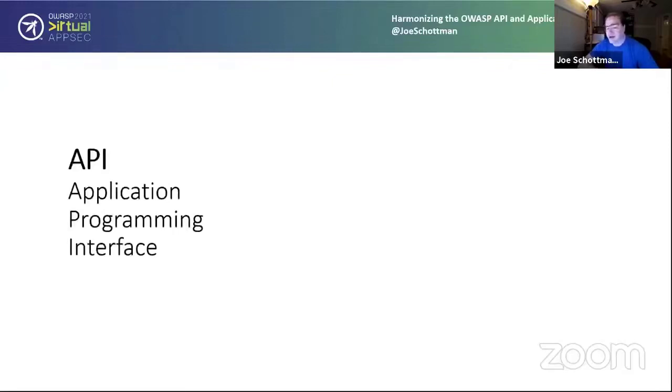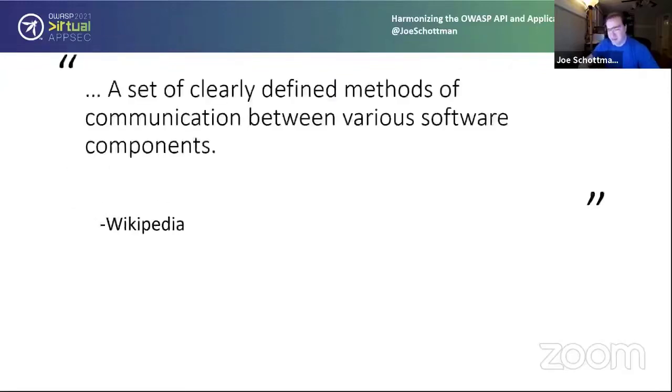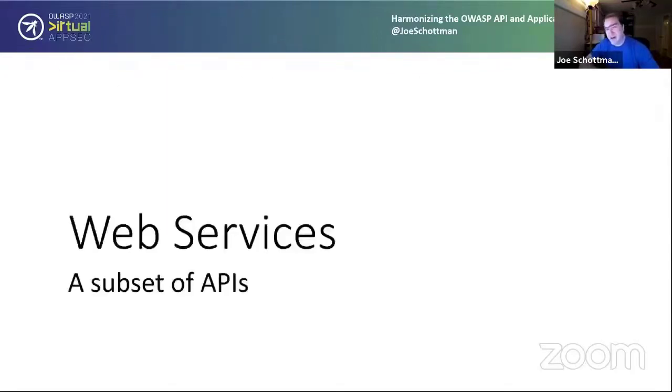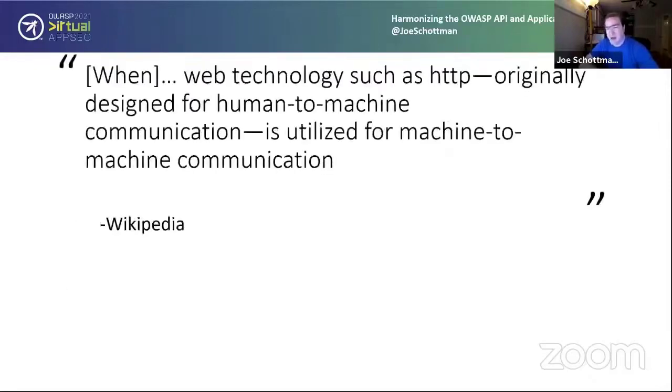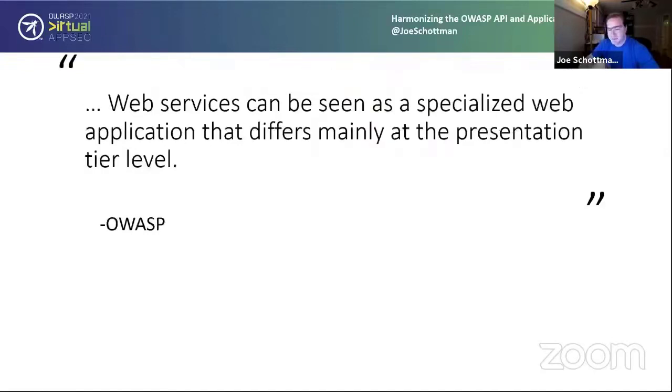API, if you're not familiar, obviously means application programming interface. Wikipedia has this definition here. It's just talking about how software communicates between different components, software to software. What we're talking about today is mostly web services, or what I call web services. It's a subset of APIs. Again, Wikipedia has a definition. It's just saying that computers are talking to each other with HTTP as a protocol.